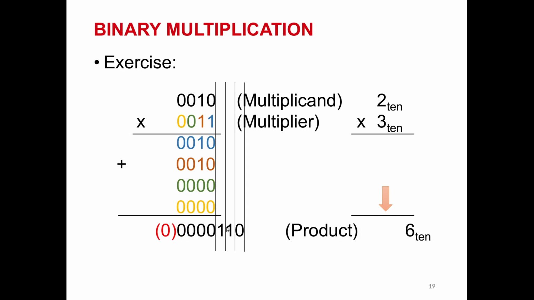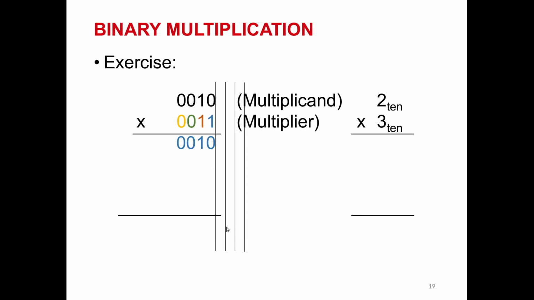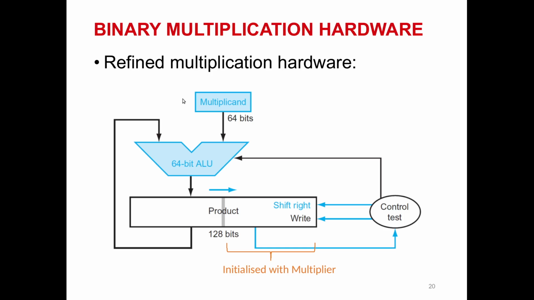So at the initial time we can definitely use the higher part for the product initial value, and the multiplier can be written into the lower part of our product. And one more thing is we don't need to shift our multiplicand, so we can keep our multiplicand the same. And so here is the upgrade of the multiplication hardware.